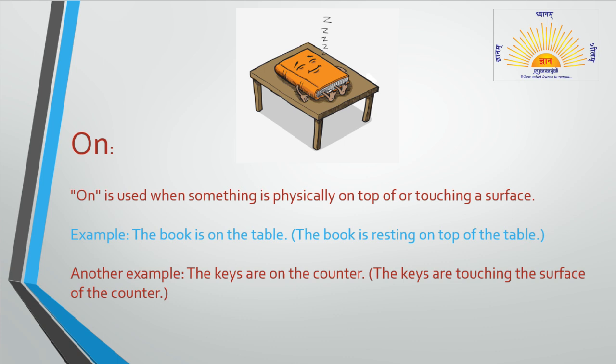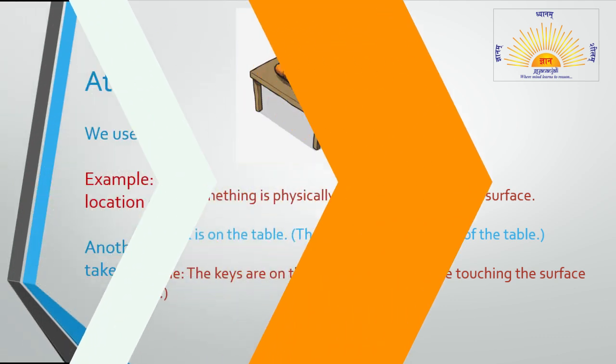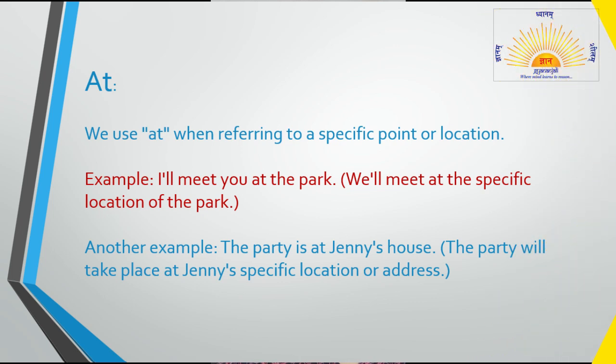Let's move on to the next one, that is at. We use at when referring to a specific point or location. Example, I'll meet you at the park. We'll meet at the specific location of the park. Let's look at another example. The party is at Jenny's house. So where is the party? The party will take place at Jenny's specific location or address.